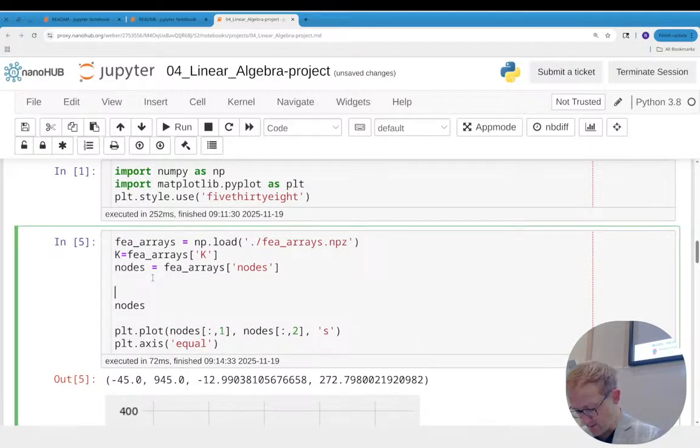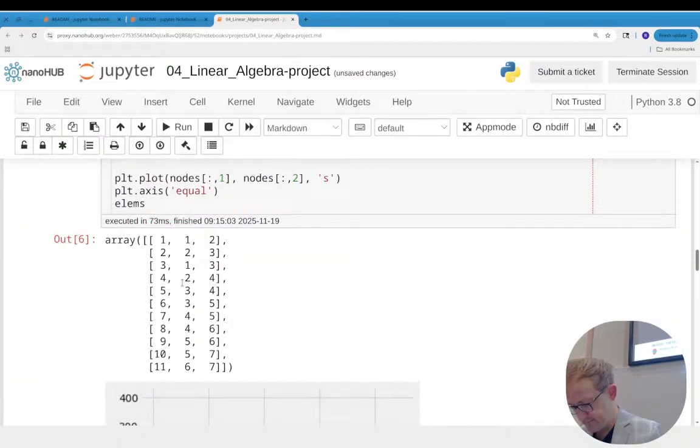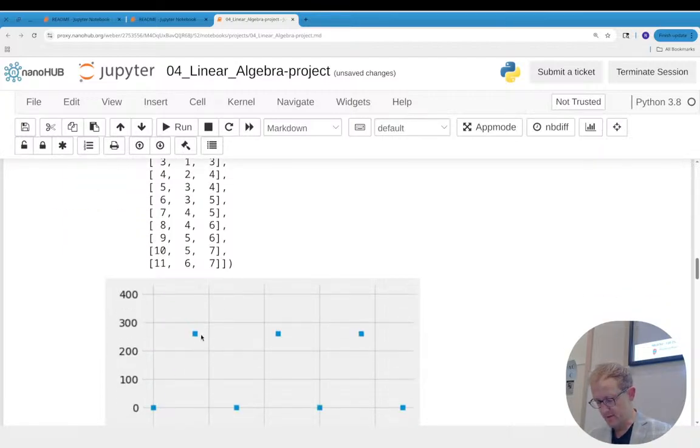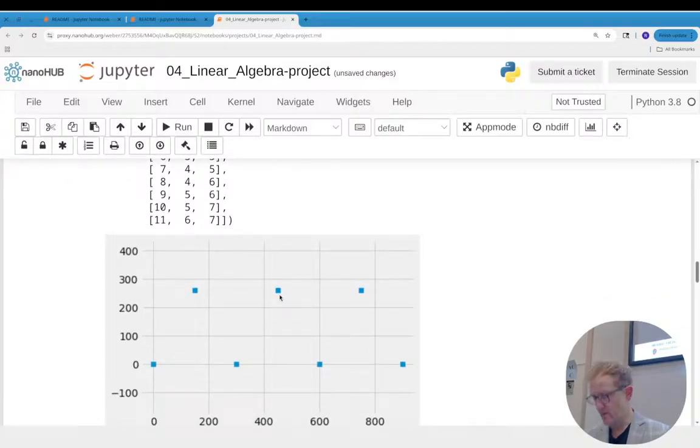Yeah, there's that, and then there's also LMs. And that's describing how each element is connected from one node to the next. So 1 to 2, 2 to 3, and then 1 to 3, and then 2 to 4, moving around like that.